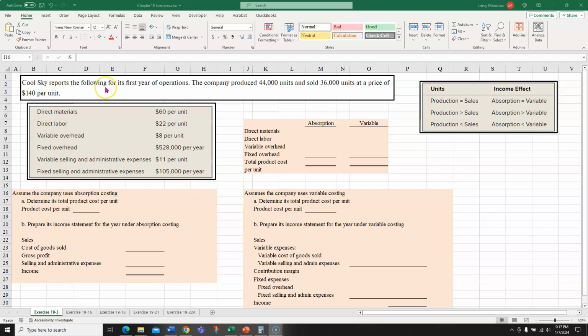Cool Sky reports the following for its first year of operations. The company produced 44,000 units and sold 36,000 units at a price of $140 per unit.